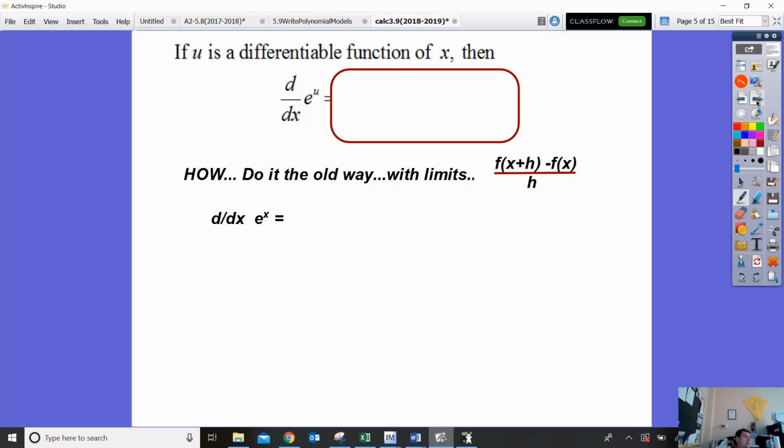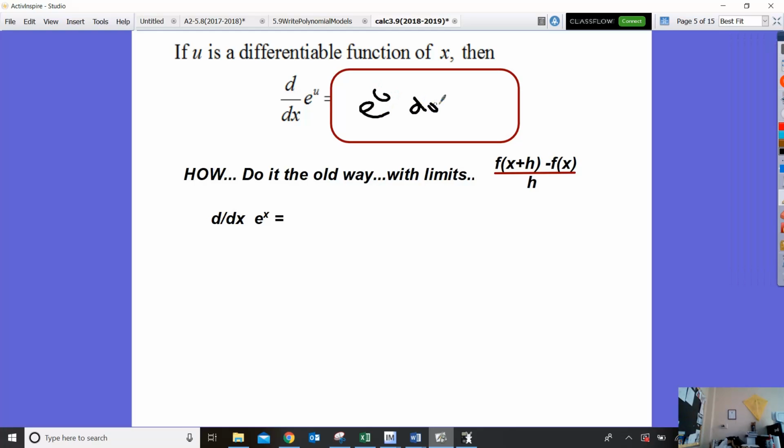All right, on to funny looking derivatives. So if u is a differentiable function of x, then the derivative with respect to x of e to the u, which is just a function, might be like e to the 3x. But the derivative of e to the u is the one that people joke around like, you're so dumb you don't even know the derivative of e. The derivative of e to the u is e to the u du dx. It's itself times the derivative of u with respect to x.